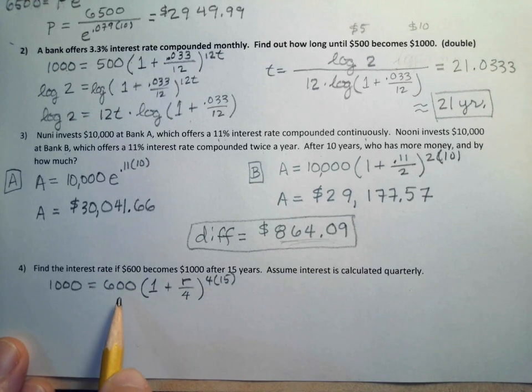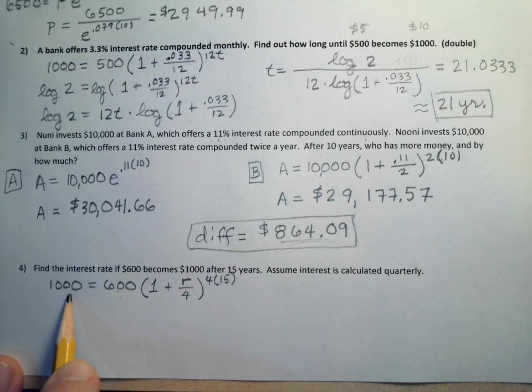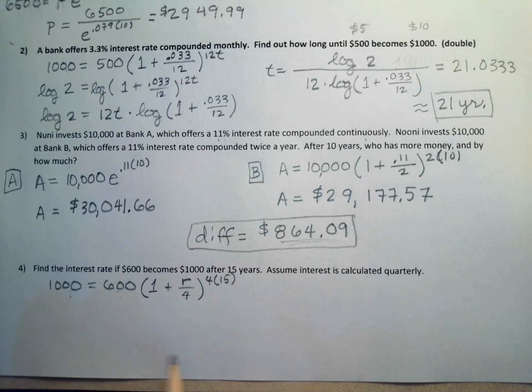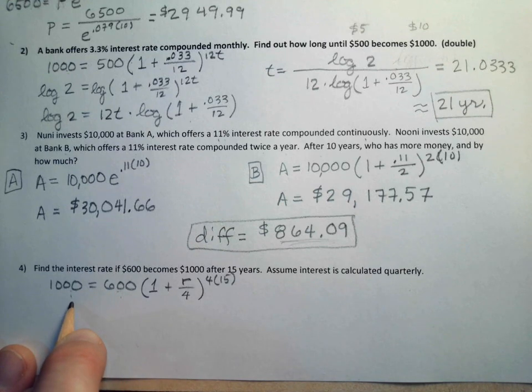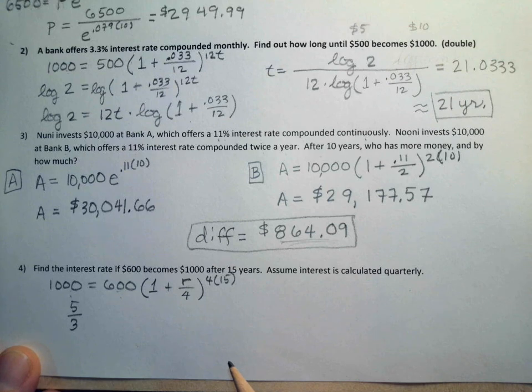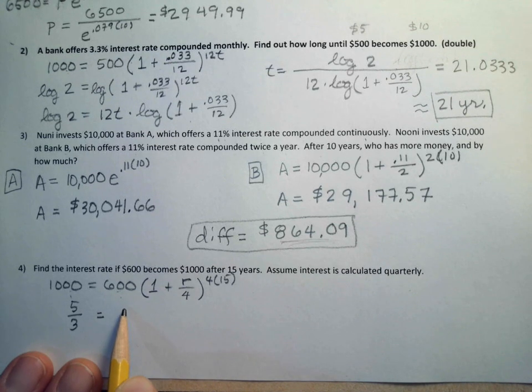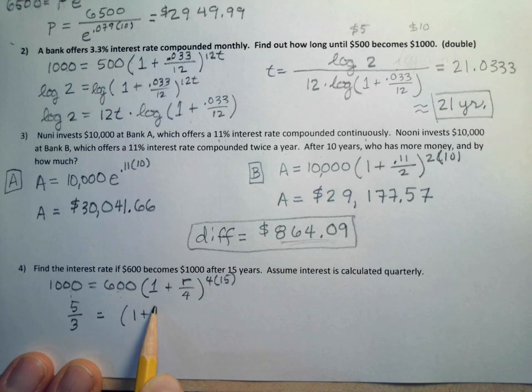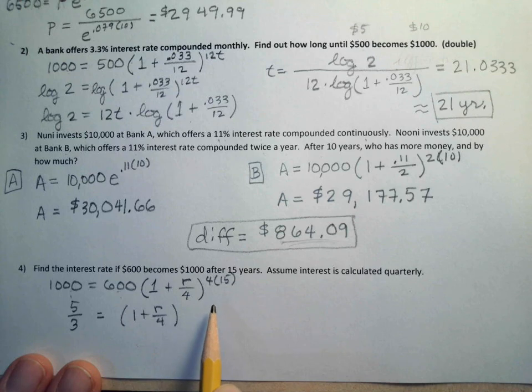So the first thing we probably want to do is divide by 600. Get that by itself. I'm not going to pick up my calculator till the end here. So 10 divided by 6, well, let's just leave it as a fraction rather than writing it as a decimal. And then we have 1 plus r over 4 to the 60th power, right?